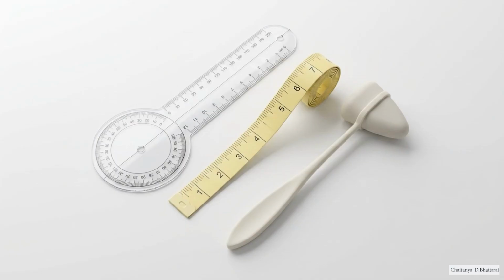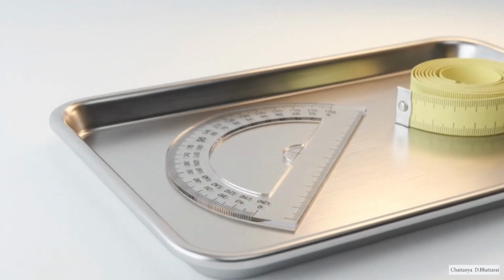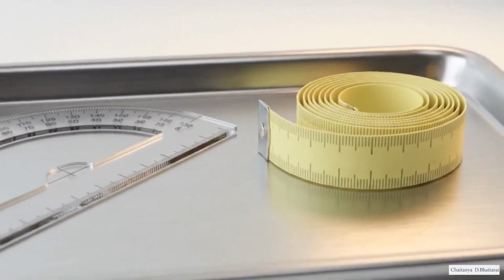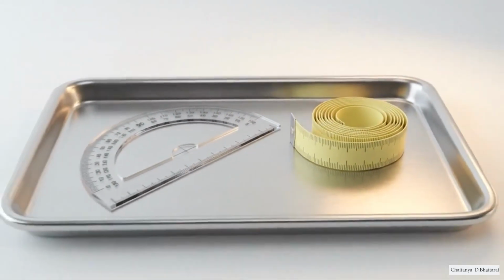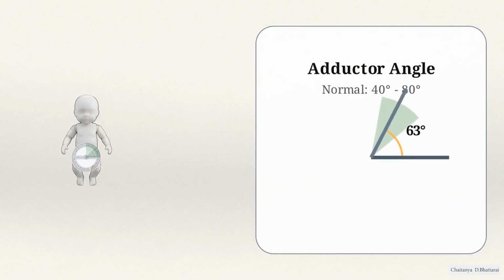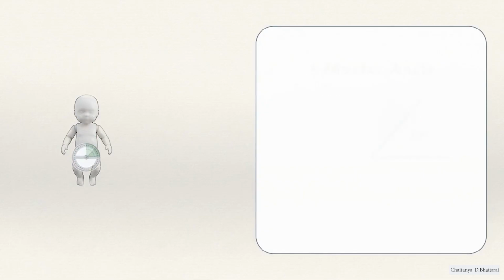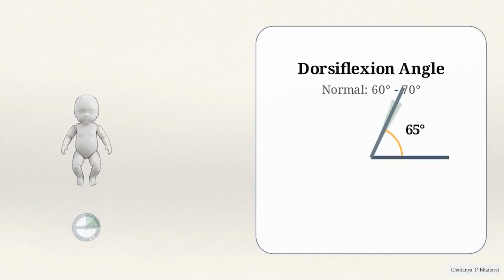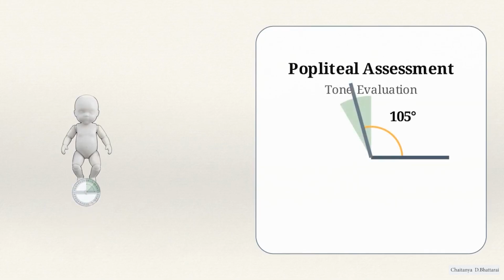Infants cannot follow verbal instructions, so their assessment relies entirely on quantitative measurements. Clinicians measure specific joint flexibility and extensibility angles to determine the precise state of an infant's muscle tone. Normal ranges are strictly defined: 40 to 80 degrees for the adductor angle, 90 to 120 degrees for the popliteal angle, and 60 to 70 degrees for dorsiflexion. Angles that exceed these ranges suggest hypotonia, while narrower angles indicate hypertonia.